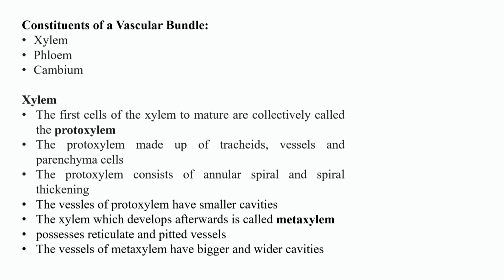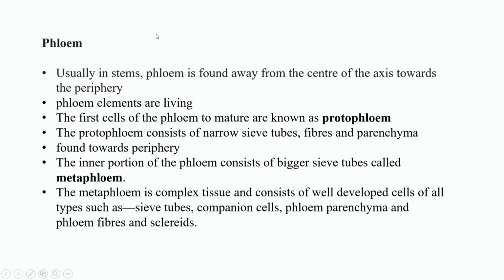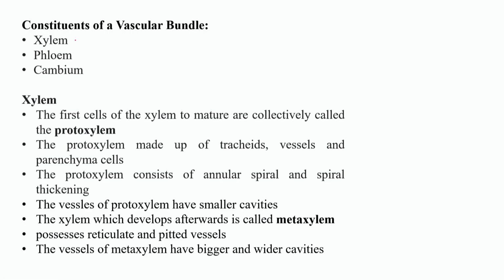Now, the constituents of the vascular bundle. The most important, as we have discussed, are the xylem, phloem, and cambium. Talking about xylem, we have already discussed its structure and components. You all know that xylem has basically four components: tracheids, vessels, fibers, and xylem parenchyma. We have studied their structure, arrangement, and functions also.